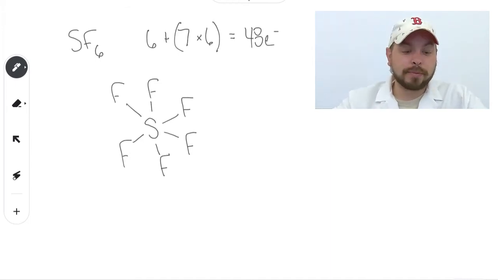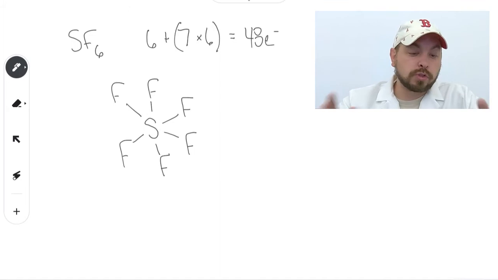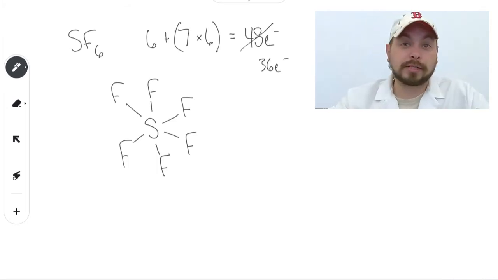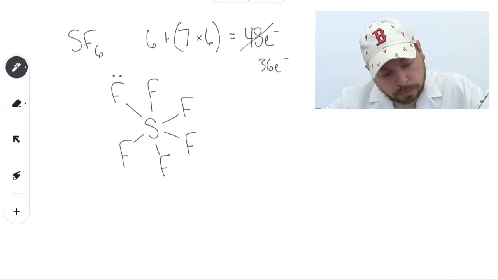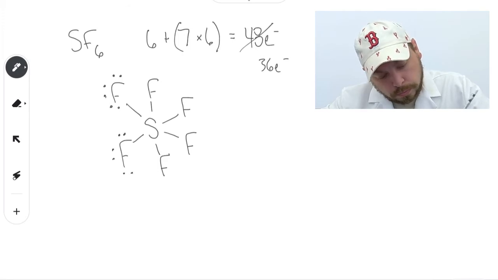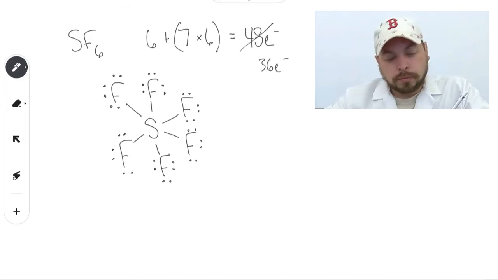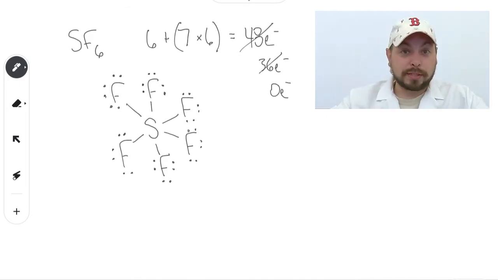Six of them. All right. We now have just used 12 valence electrons in those 6 single bonds. We have 36 electrons remaining. We need to fill the valence shells of all of my fluorines. We have 0 electrons left, but wait a second.